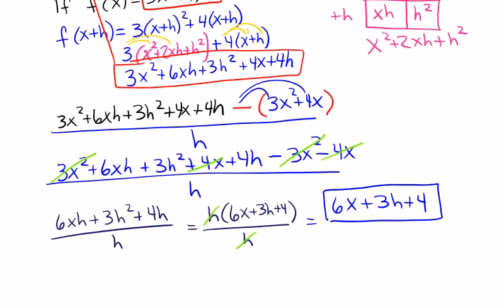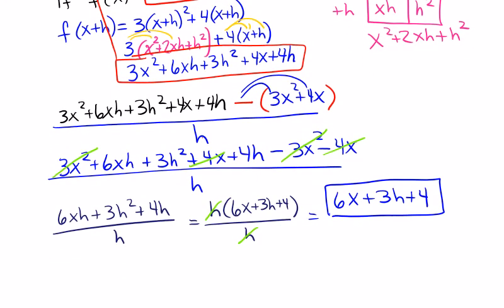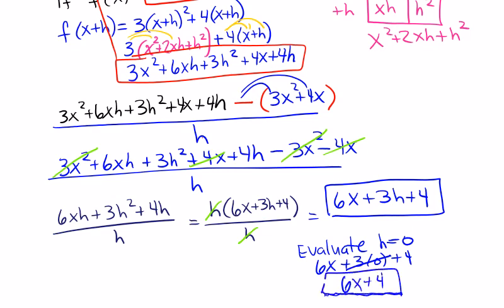Now the other thing that we did, which on your homework tonight will not be part of it, is we said we want to evaluate when h is equal to 0. This is going to be one of the things when we actually find the derivative. So when we put in a 0 for h, we get 6x plus 3 times 0 plus 4. The 3 times 0 cancels out, and it leaves us with 6x plus 4. We're going to do more with that a little bit later, but hopefully this is a good review of the difference quotient.